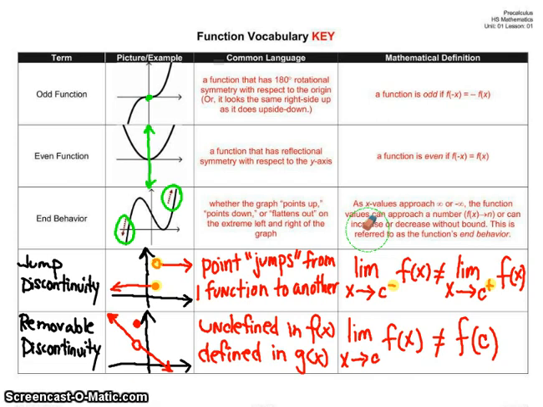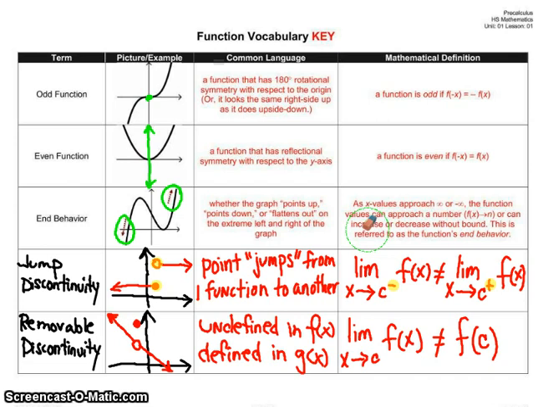Our next vocabulary word is jump discontinuity, and this is what the pictorial representation looks like. The common language is a point that jumps from one function to another, and the mathematical definition is the limit as x approaches c from the left side of f of x does not equal the limit as x approaches c from the positive side of f of x. We'll talk about this more in detail as we get into the unit on discontinuity.